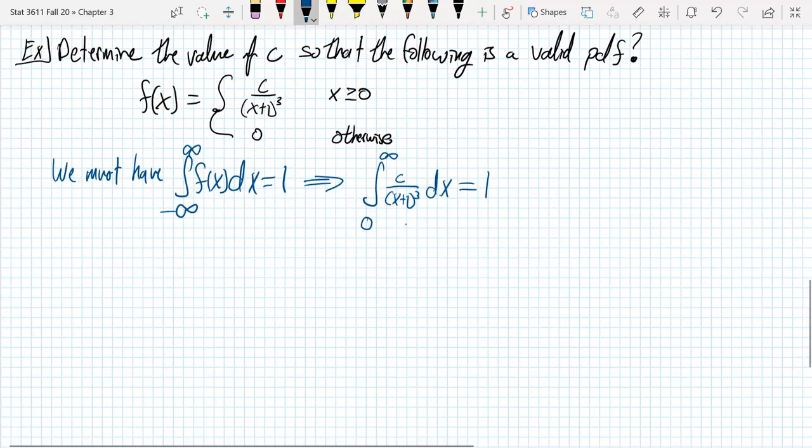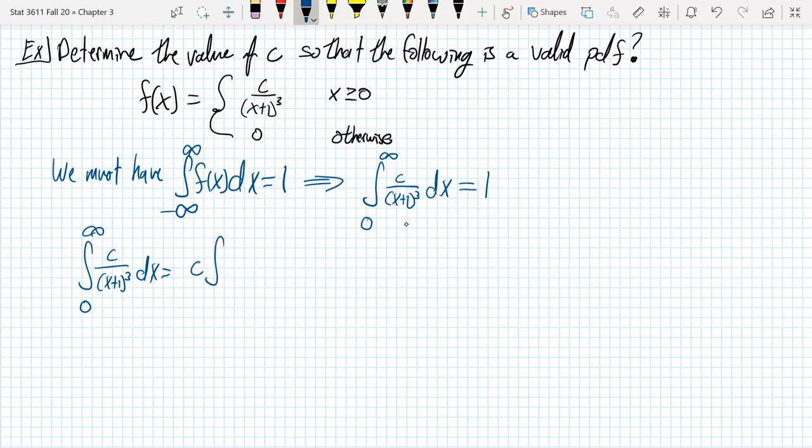So what we can do is do this integral, get the antiderivative, and set up an equation. So what is the integral from 0 to infinity of C over (x plus 1) cubed dx? Let's go ahead and work this antiderivative. If you're struggling with this integral, you could do a couple things. C is a constant, so we can factor that constant out in front of the integral via the constant multiple rule. So we're going to integrate C times the integral.